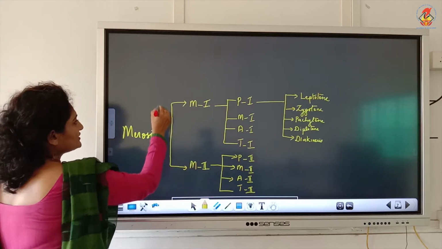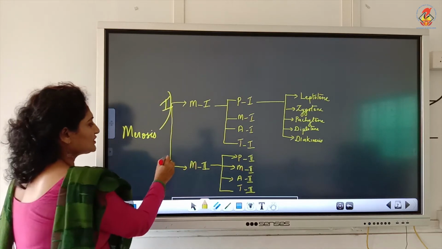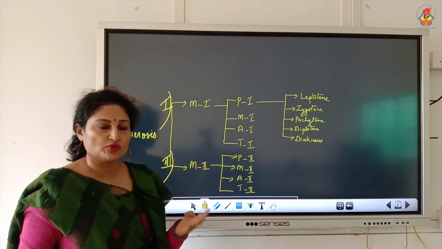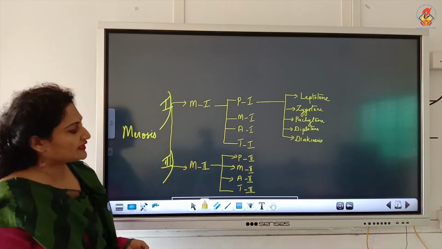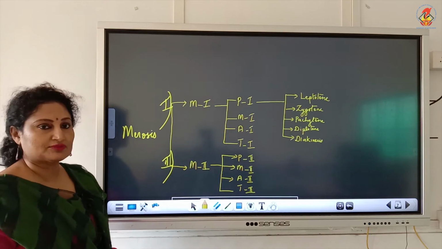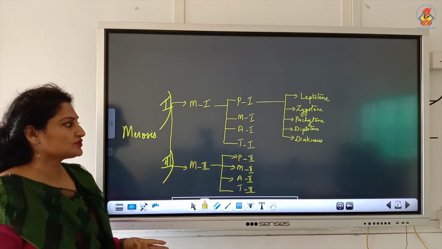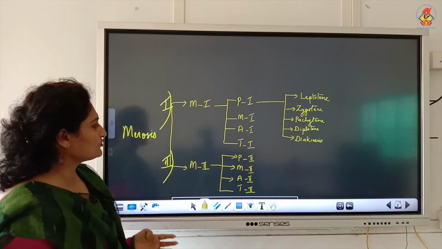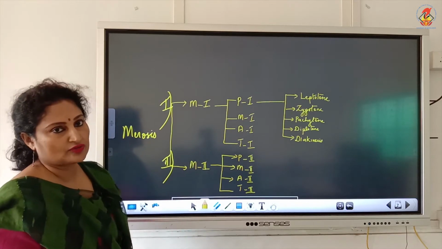The 2 phases are meiotic division 1 and meiotic division 2. Meiotic division 1 in turn is divided into 4 stages: prophase 1, metaphase 1, anaphase 1, telophase 1. And prophase 1 is in turn divided into substages, namely leptotene, zygotene, pachytene, diplotene and diakinesis. And meiotic division 2 is in turn divided into 4 stages: prophase 2, metaphase 2, anaphase 2 and telophase 2.